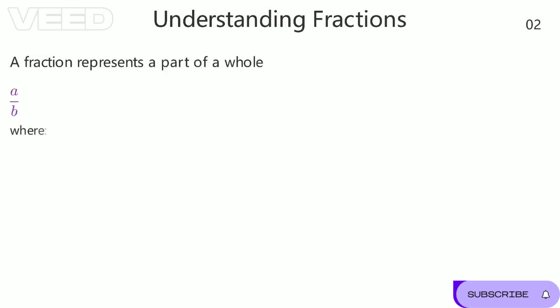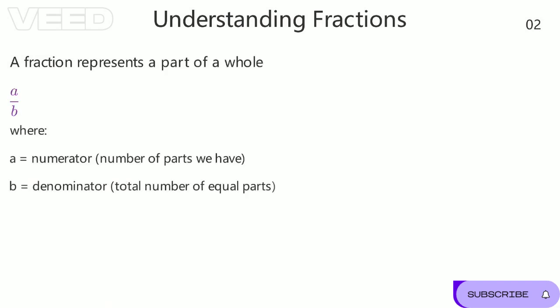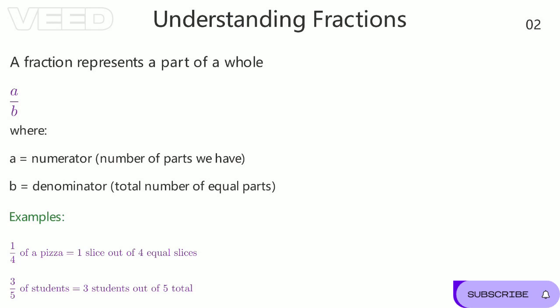A fraction represents a part of a whole. It's written as a divided by b, where a is the numerator, the number of parts we have, and b is the denominator, the total number of equal parts. For example, if we have a pizza divided into 4 equal slices and we take one slice, we have 1/4 of the pizza. Similarly, if 3 out of 5 students in a class are wearing blue, we can say that 3/5 of the students are wearing blue. Fractions help us express parts of a whole in a precise mathematical way.